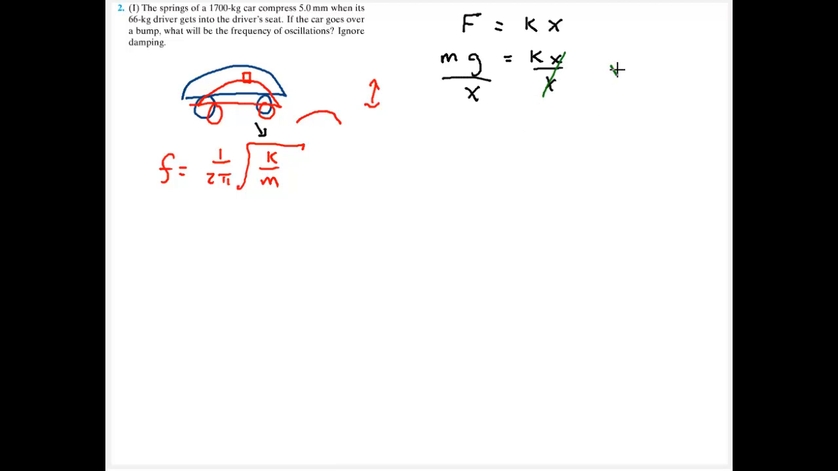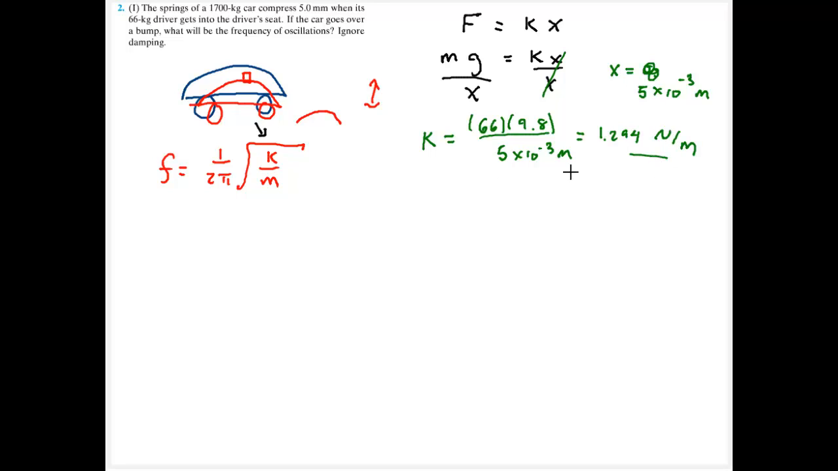One thing to be careful of is x is going to be 5 times 10 to the minus 3 meters. It gives that to us in millimeters. So k is going to be the mass of the driver, 66 kilograms, multiplied by the acceleration due to gravity, 9.8 meters per second squared, and then 5 times 10 to the minus 3 meters. That's going to give us a spring constant of 1.294 newtons per meter.